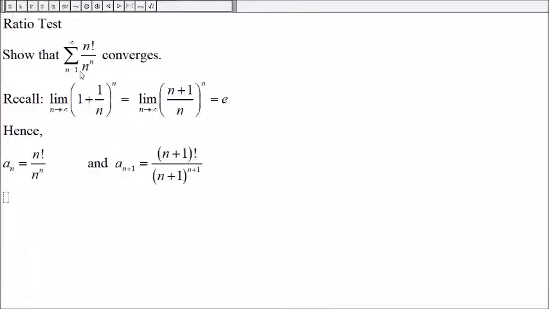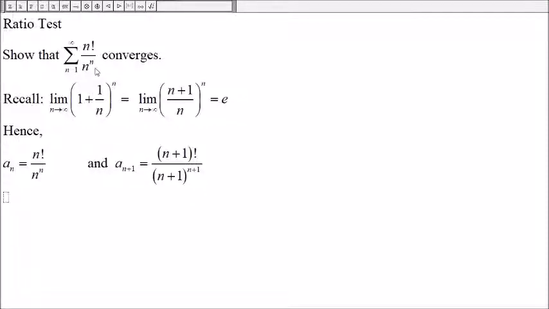Here we have the infinite series n factorial divided by n to the n, and we want to show that this series converges. Recall that in an earlier proof we have shown that the limit of (1 + 1/n)^n as n approaches infinity. But 1 plus 1 over n is the same as (n + 1)/n, and we have shown that the limit here is e, and again e is approximately 2.71828.